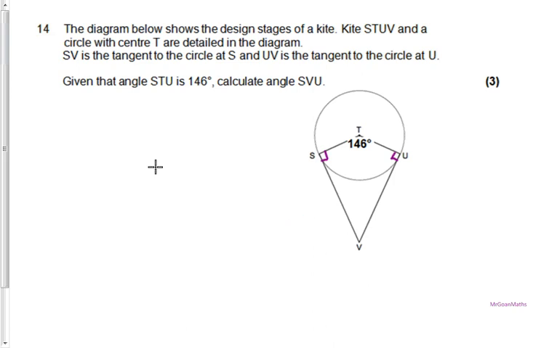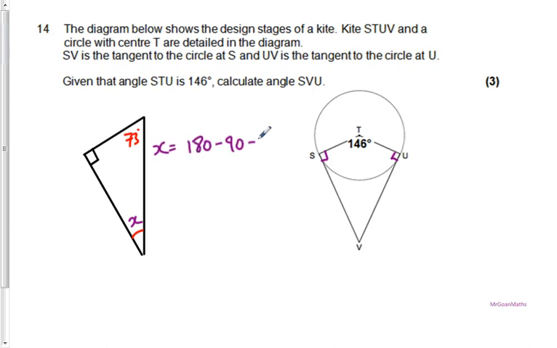So we could do it like this, where we have our right angle in here. We know that half of 146 is 73 degrees. We have an angle in here then that is x, and we can say that x is equal to 180 minus 90 minus 73, x equals 17 degrees. And since that was half of our kite, down a wee line of symmetry there, we can double that.